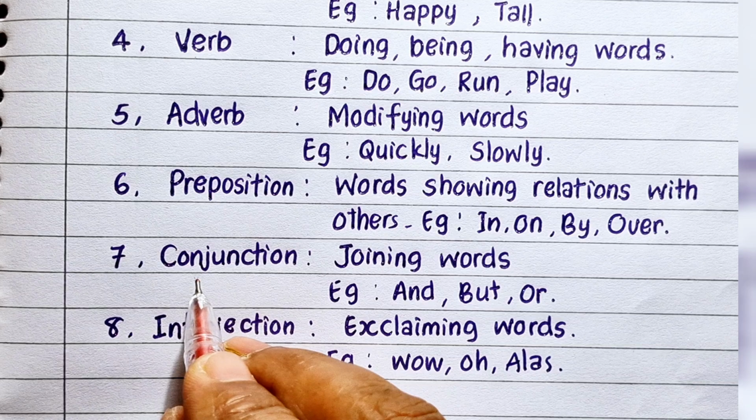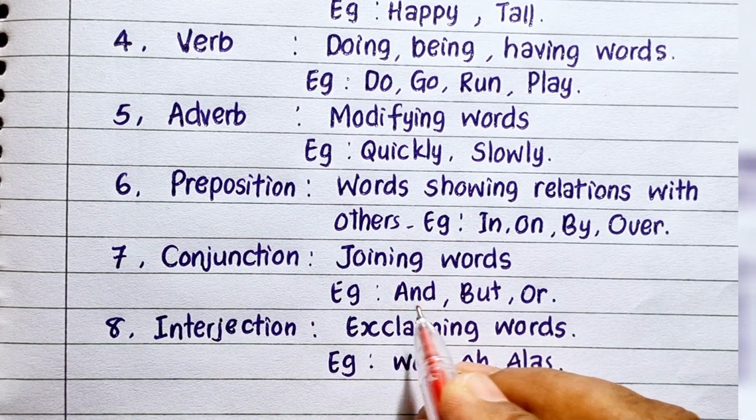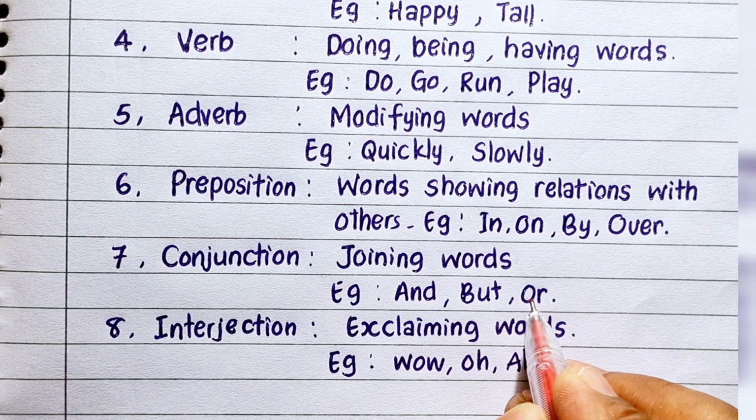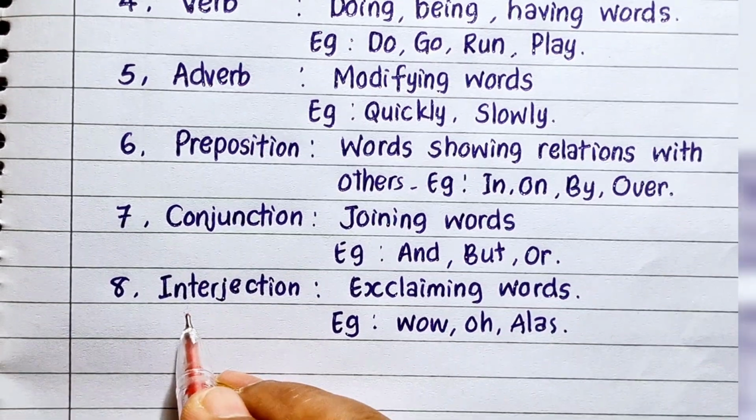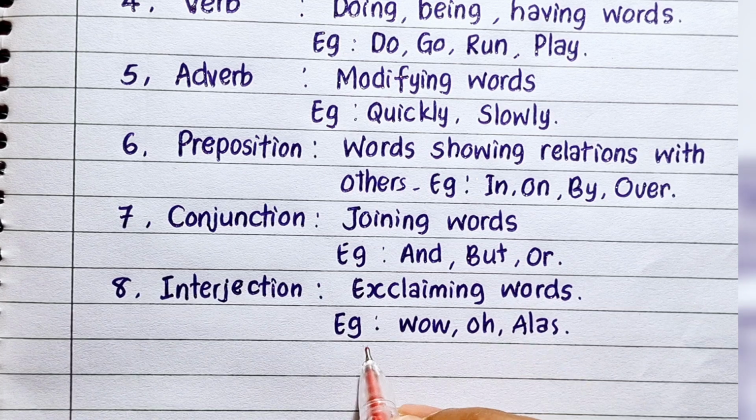Next one, conjunction, that is joining words. For example, and, but, or. So last one, interjection, that is exclaiming words.